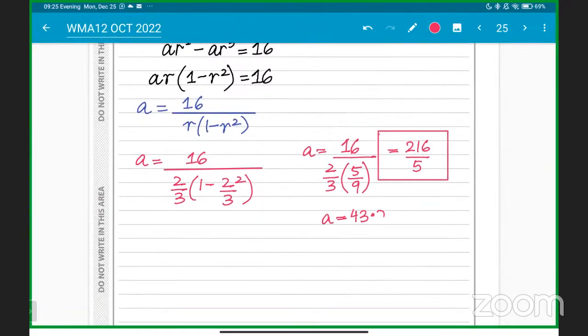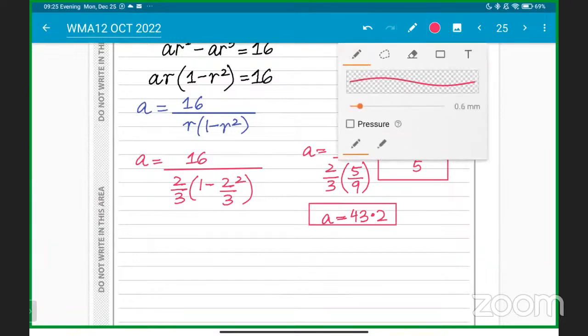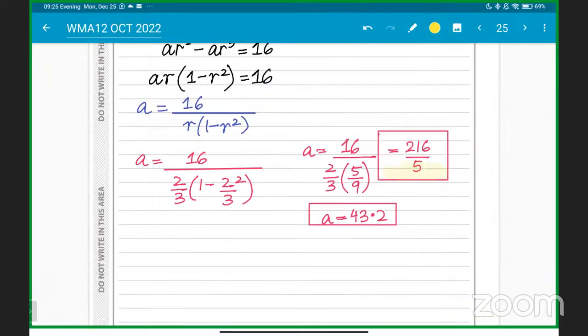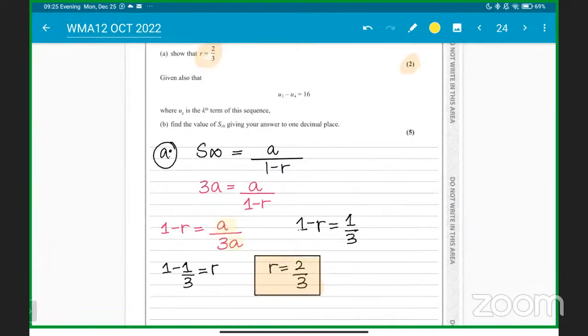A is equal to 43.2 as well. Make sure to check if I've done the calculation correctly in the calculator. We got 2016 over 5 and A is 43.2. Okay, got this clear? Any problem? No, sir. But the question doesn't end here. We have to find the sum of the first 10 terms.